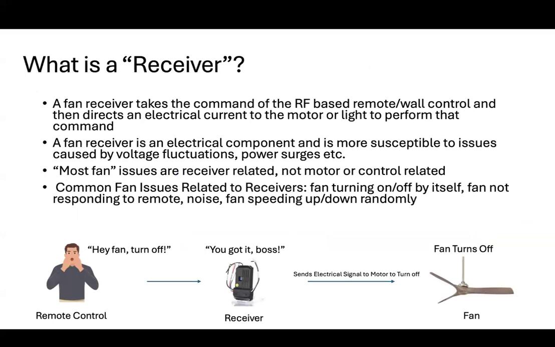So what is a receiver? A fan receiver takes the command of the RF-based remote or wall control, then directs an electrical current to the motor or light to perform that command. A fan receiver is an electrical component and more susceptible to issues caused by voltage fluctuations, power surges, etc. Most fan issues are receiver related, not motor or control related. Common fan issues related to receivers include the fan turning on and off by itself, fan not responding to the remote, noise, fan speeding up and down randomly.